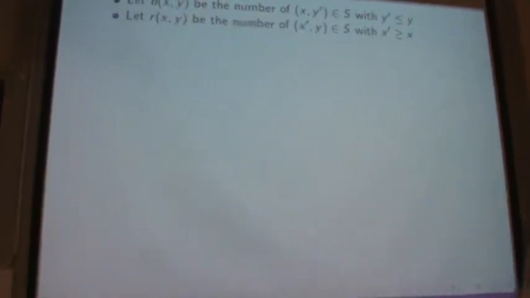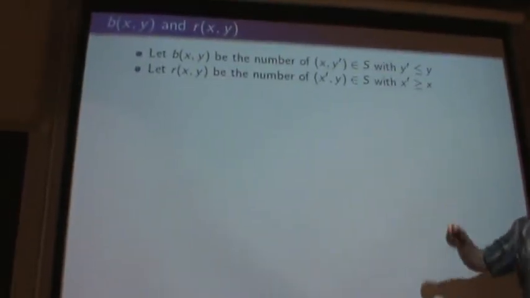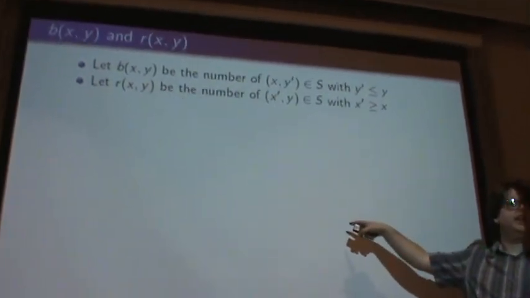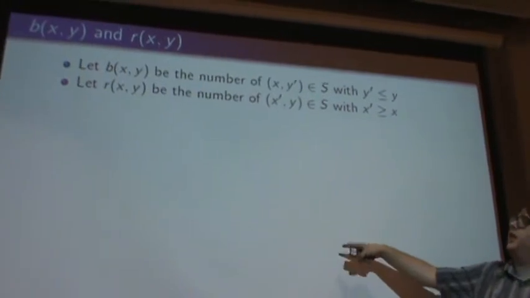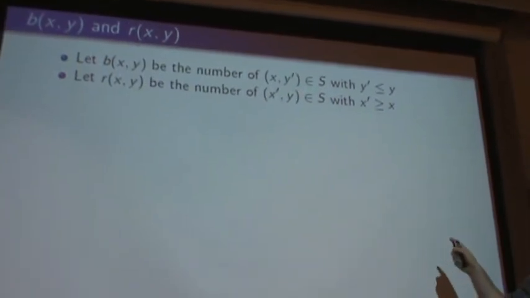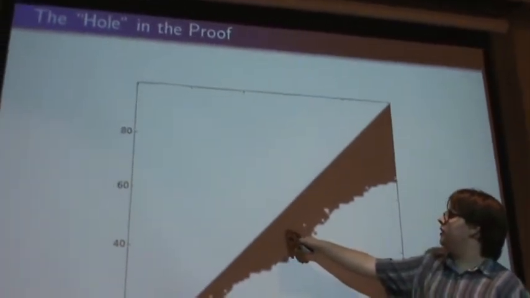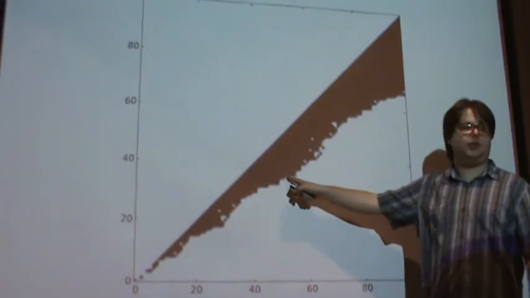All right, so I'm going to define B of x, y and R of x, y to be, inside our set S for a given point x, y, the number of points below x, y and to the right of x, y respectively. So if we take a point here, R is going to be how many black things are to the right, and B is going to be how many black things are below. Okay?